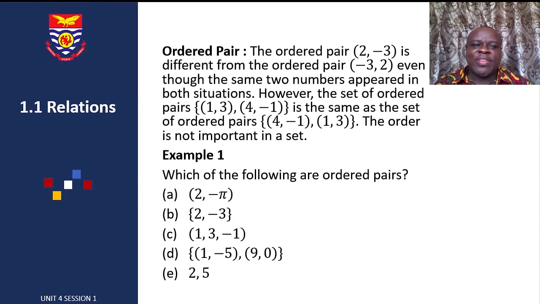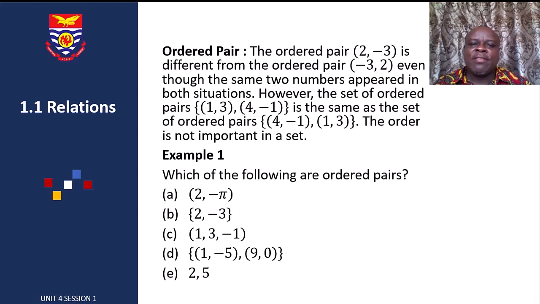Let's start with relations. And under relations, we will talk about ordered pairs. If you have two numbers that are enclosed in parentheses with a comma separating them, those two numbers form an ordered pair. So if you have, for example, (2, -3) in parentheses, then you have an ordered pair. You can also have another ordered pair, (-3, 2). It's a different ordered pair from the first one.